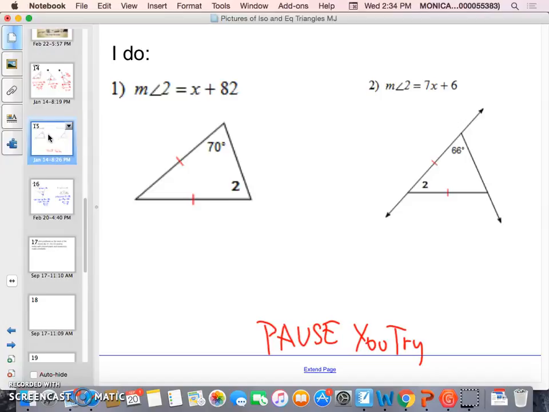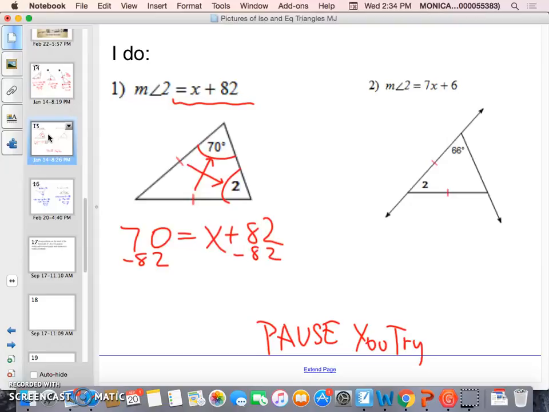In this case, we know this is an isosceles triangle. I've turned the triangle on its side, so it might be harder for you to see that these are the two sides that are going to be congruent to each other. I'm just going to simply write my equation. I know that 70 is going to equal the measure of angle 2, and up here I know that angle 2 is equal to x plus 82. All I do to solve this is subtract 82 from both sides. So x is equal to negative 12.